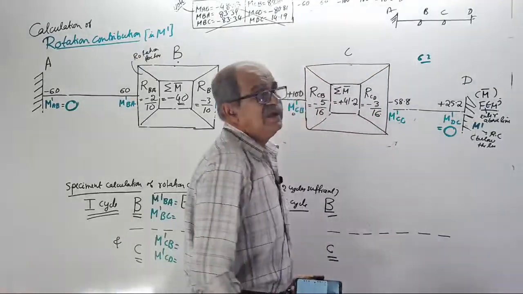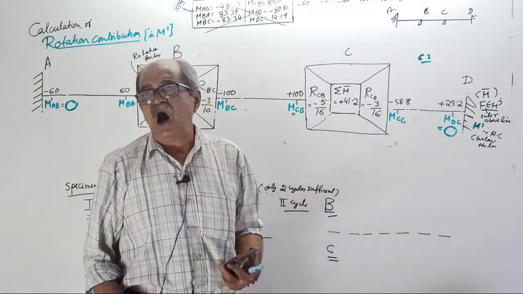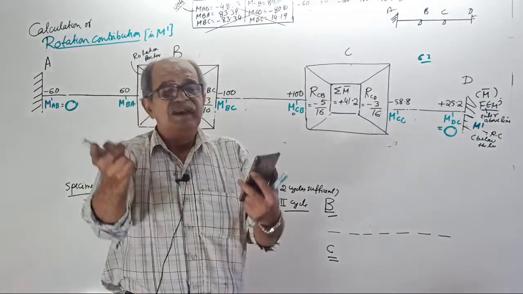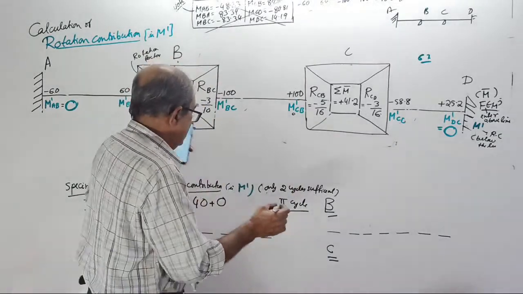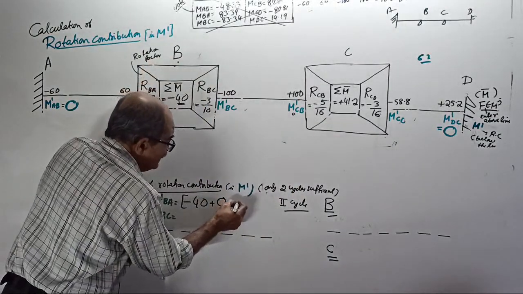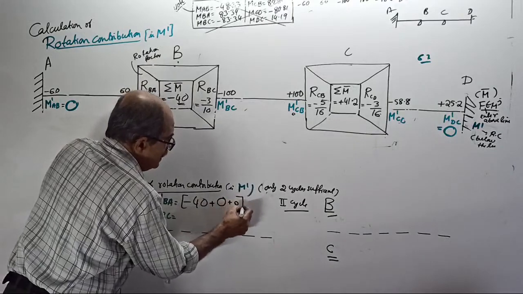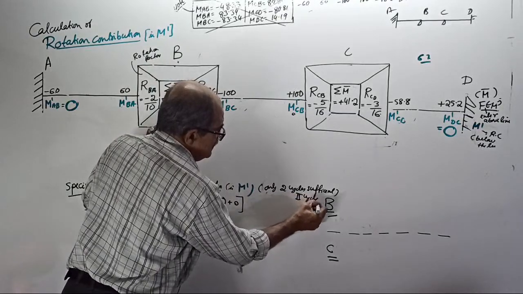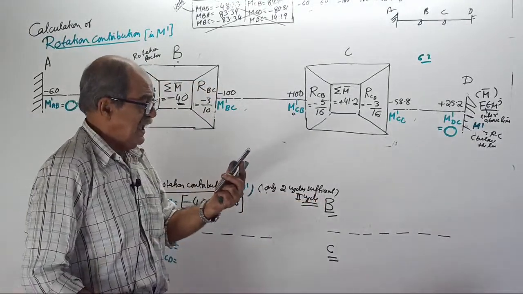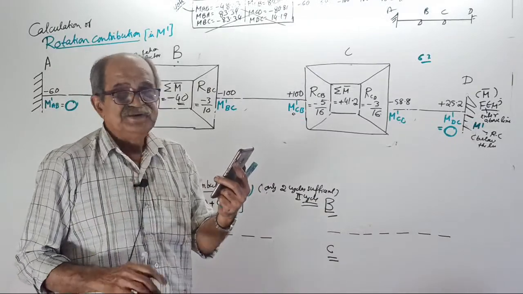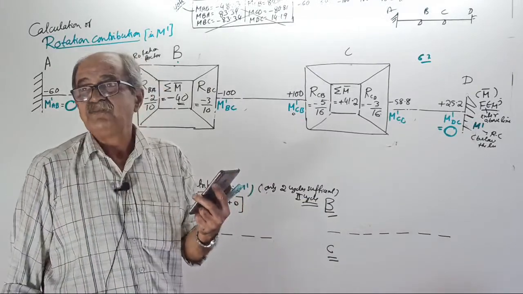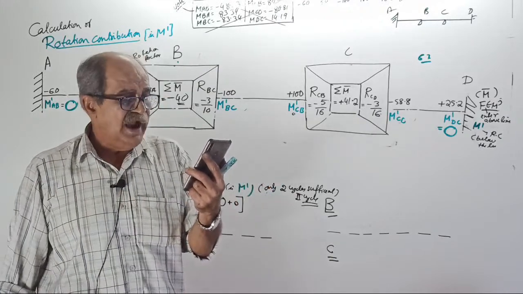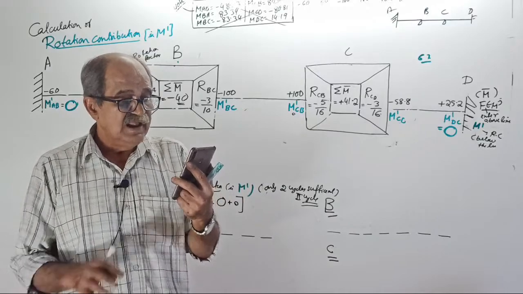So what to do is, initially, if something is not available, temporarily take it as 0. Clear? This is temporary 0. It is not really 0. What to do when it is not known? You take temporary 0. Clear or not?